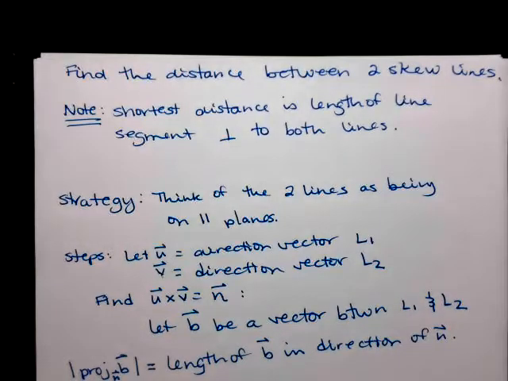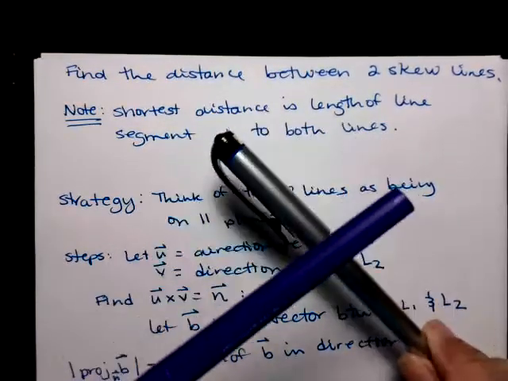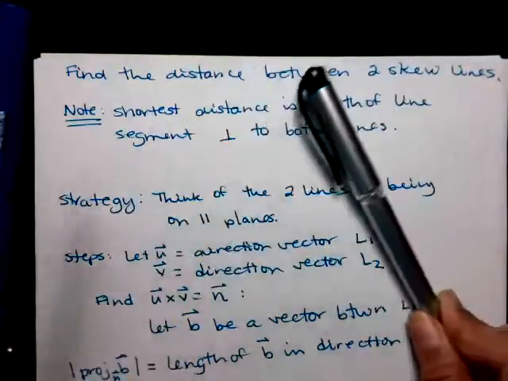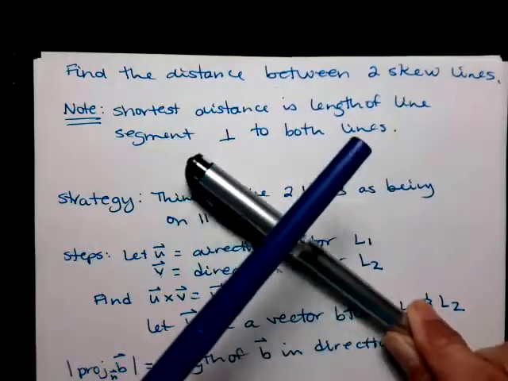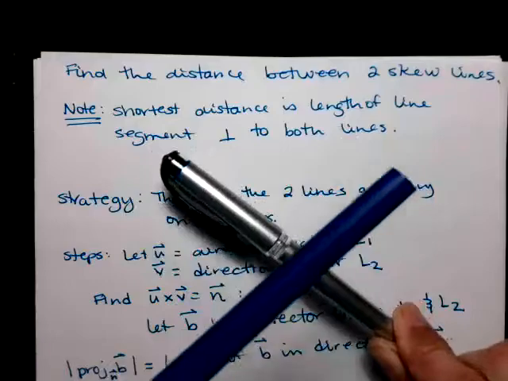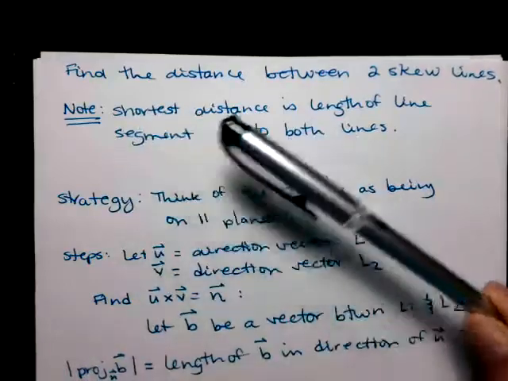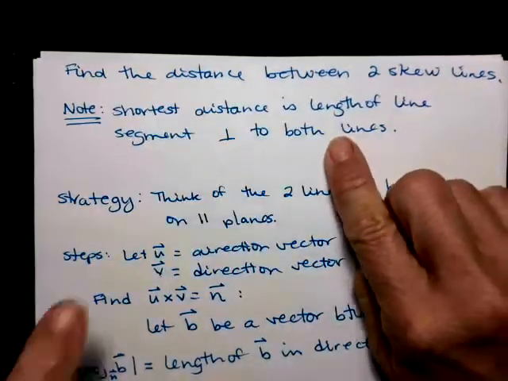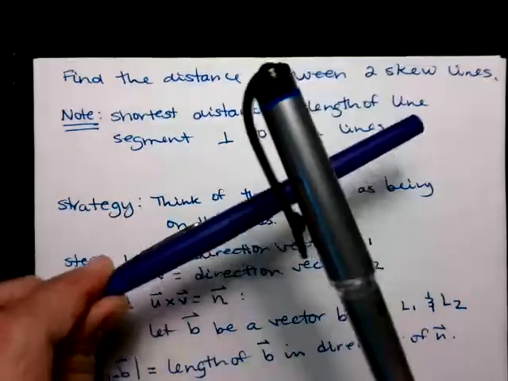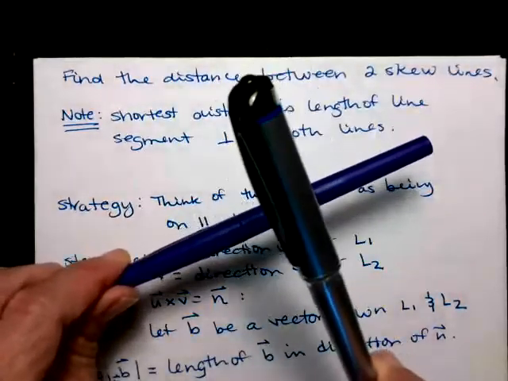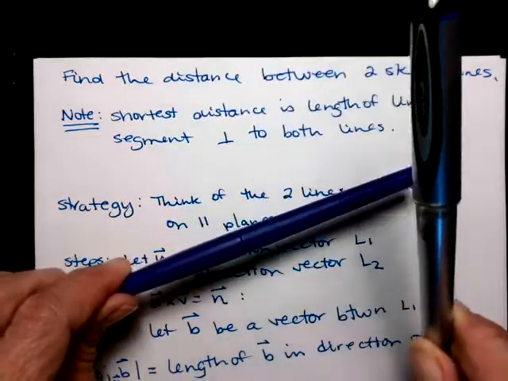So I want to show you how you can find the shortest distance between two skew lines. Skew lines are out here in 3-space, and they're not parallel, they're not perpendicular, but they never intersect. So they're on different planes. Something you should know is that the shortest distance between these two skew lines is going to be that line segment that is perpendicular to both of the lines.